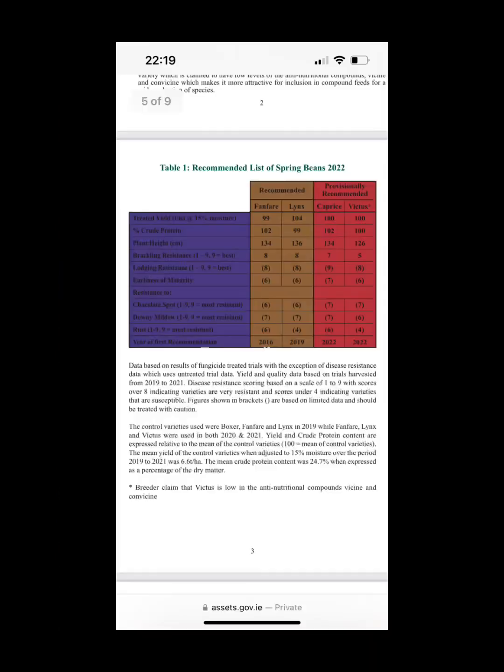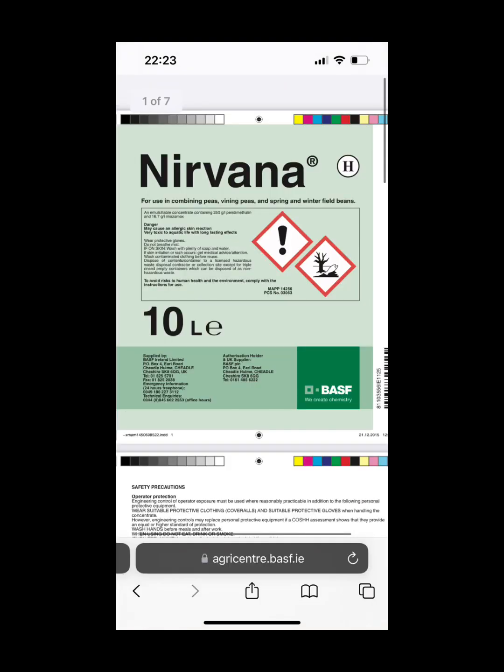Okay, so something else just to mention, the variety we sowed is Lynx, and you can see there's 4 varieties available as Irish bean seed, and Lynx is the highest yielding bean variety, and is also very good against brackling, which just means the breakdown of the stem of the plant. The herbicide we'll be using is Nirvana. It hasn't been applied yet. It's a pre-emergence herbicide, and this herbicide will help us deal with other weeds that could compete against the beans, because beans are not very competitive against weeds. So just to include that in the video also.